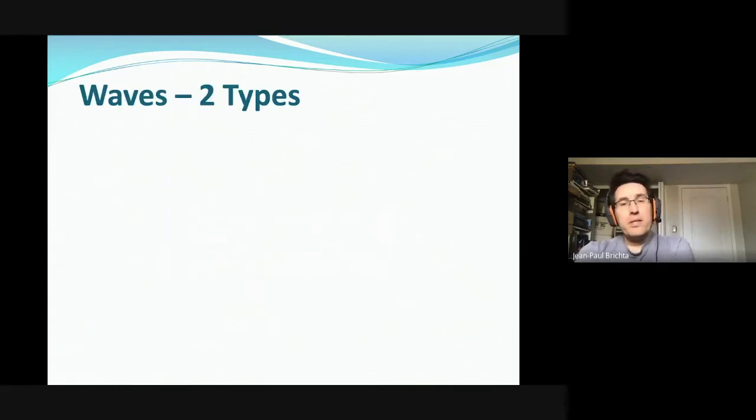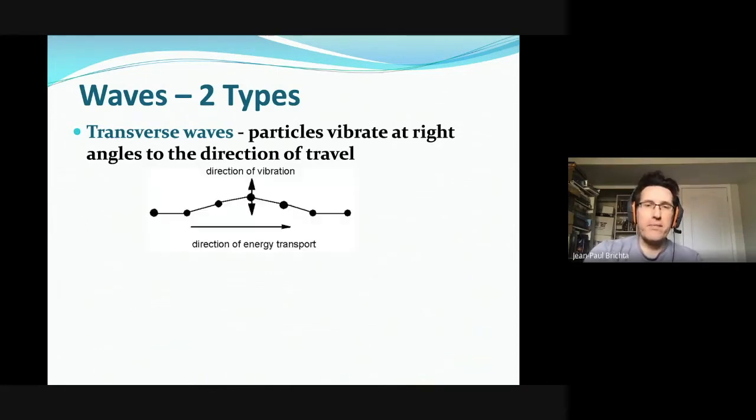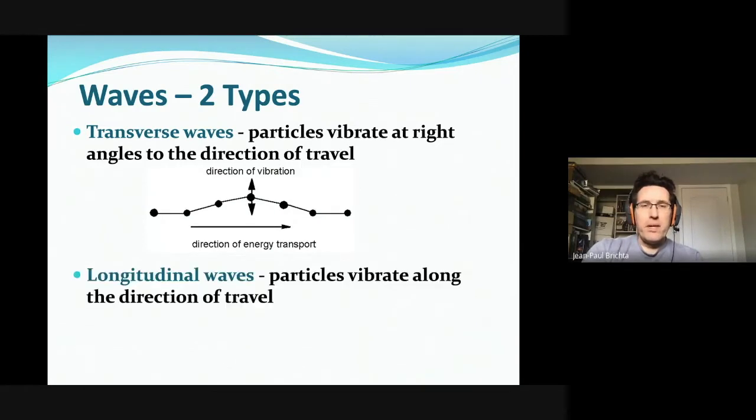Okay, so this leads us to the two kinds of waves. The first kind is called a transverse wave, where particles vibrate at right angles, or perpendicular, to the direction of travel of the wave. That's kind of a still one, not very exciting.